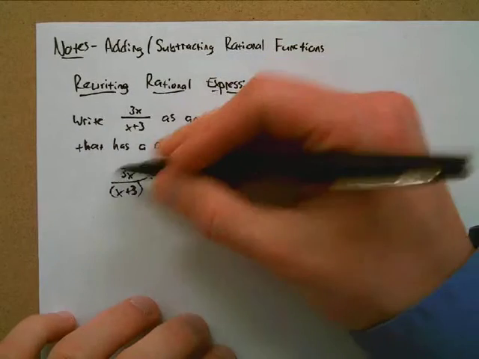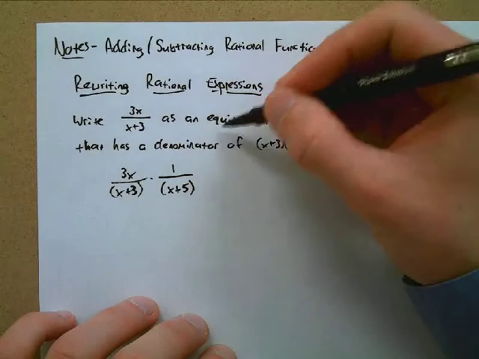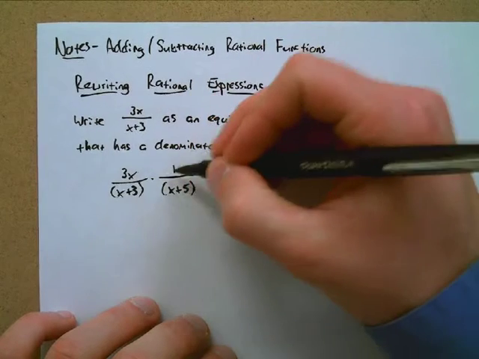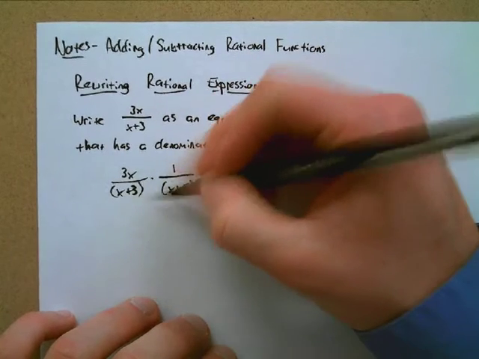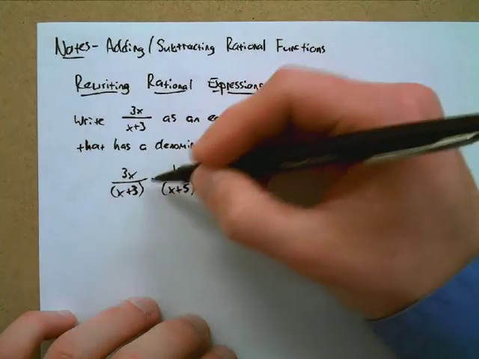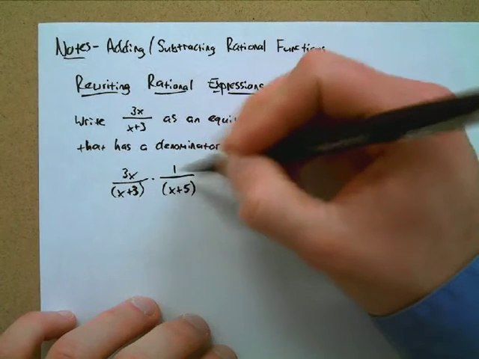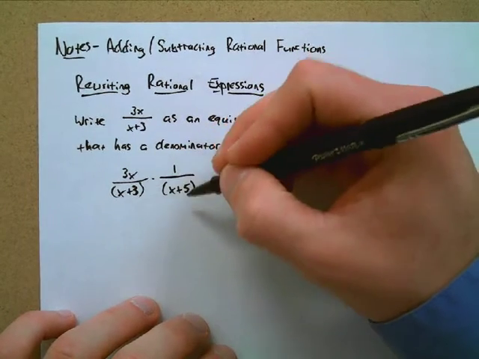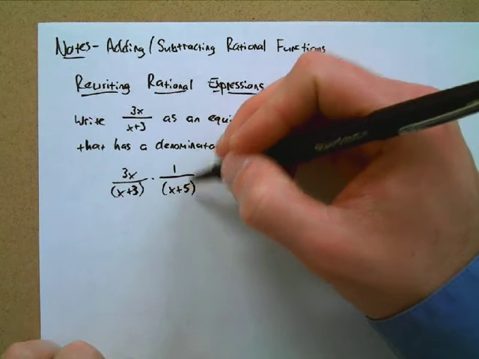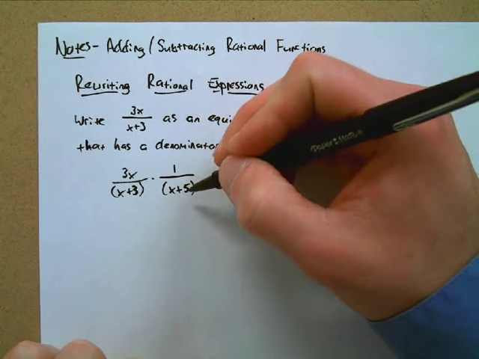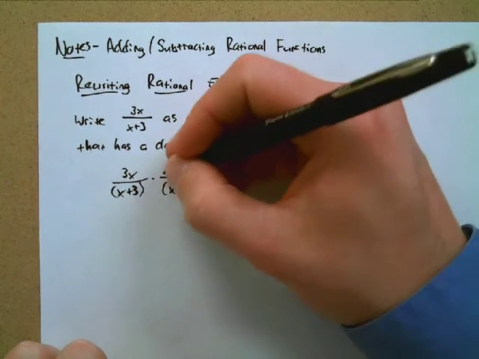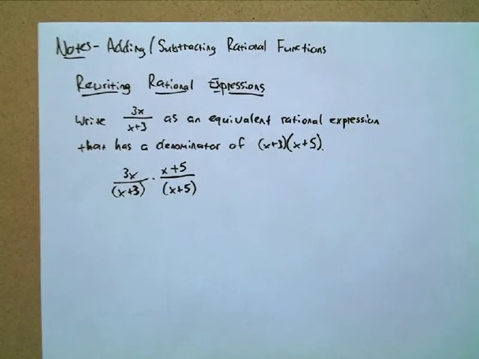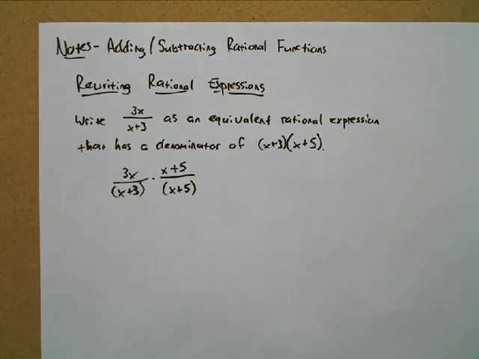I'm trying to write an equivalent rational expression. If I put a 1 up here and multiply by 1 over x plus 5, yes, I'll get an x plus 5 in the denominator, but I'm going to change the value of this thing. Because does this equal 1? It does not. I'm not multiplying by 1, I'm multiplying by 1 over x plus 5. We want to make it x plus 5 over x plus 5.